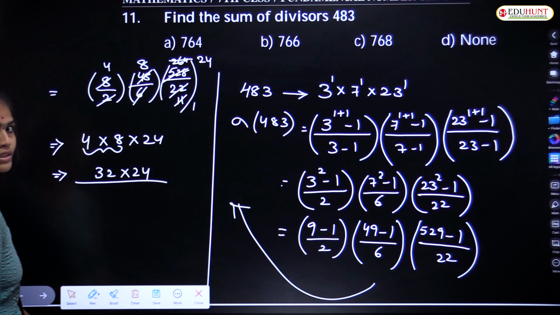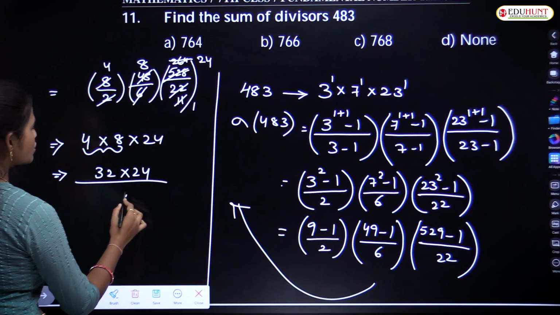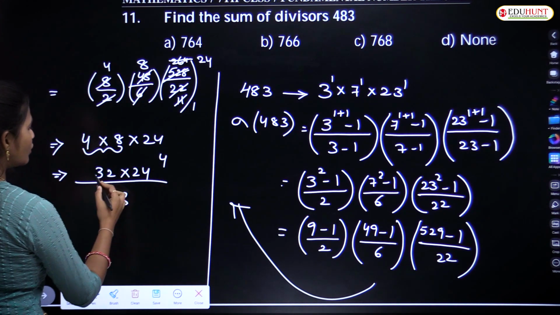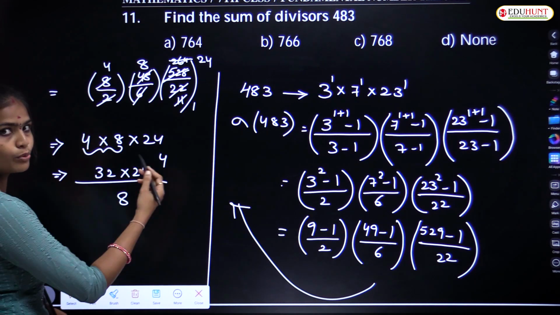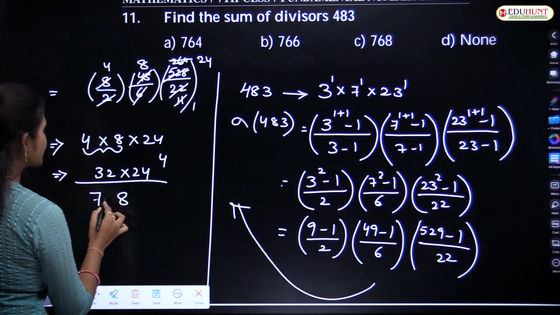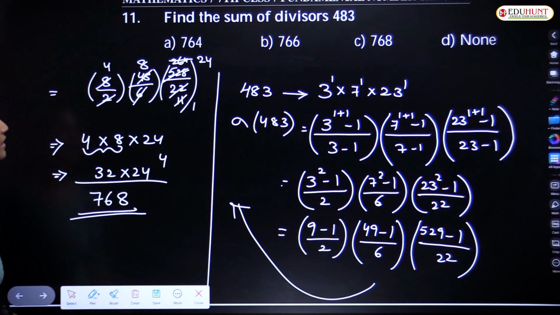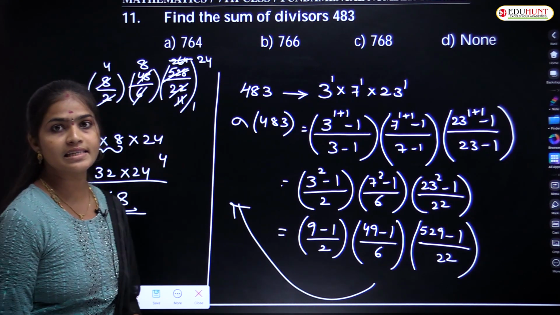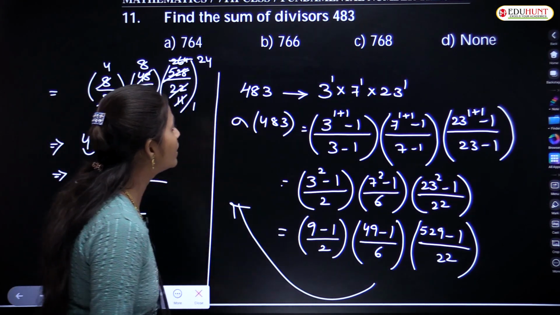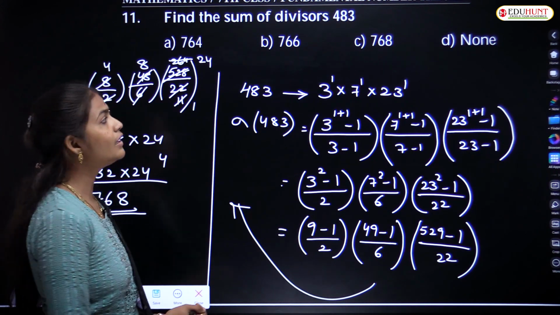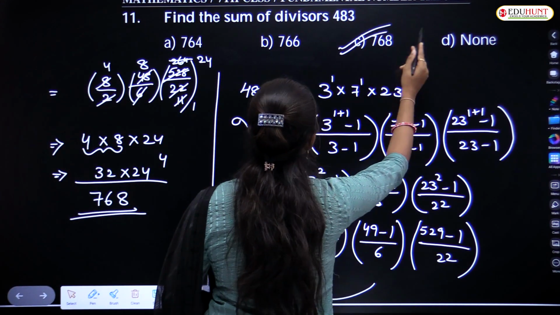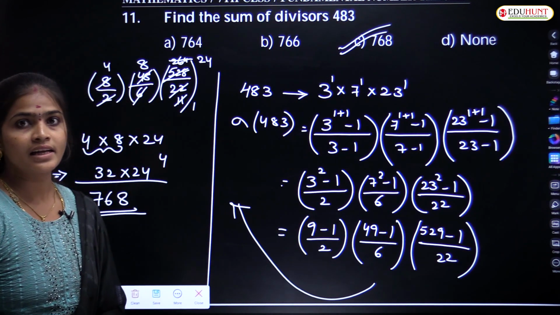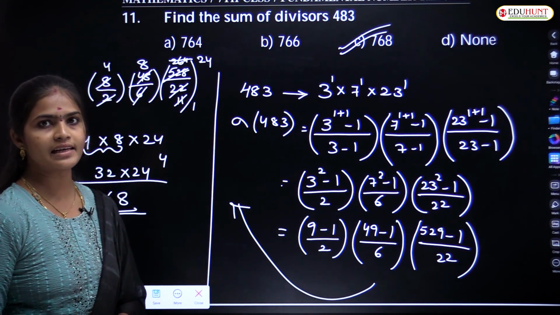Do the calculation here. 24 into 2 is 48. 24 into 3 is 72. 72 plus 4 is 76. So what is the resultant here? 768. So the sum of all the factors of the given number is 768. Which option is correct? Option C is correct.